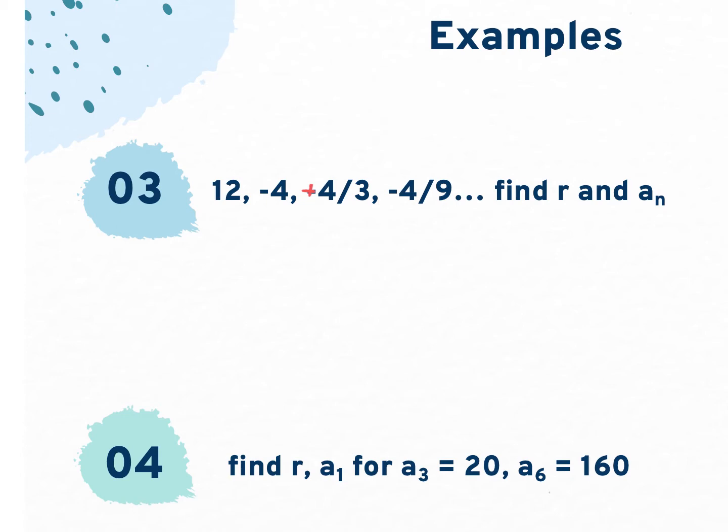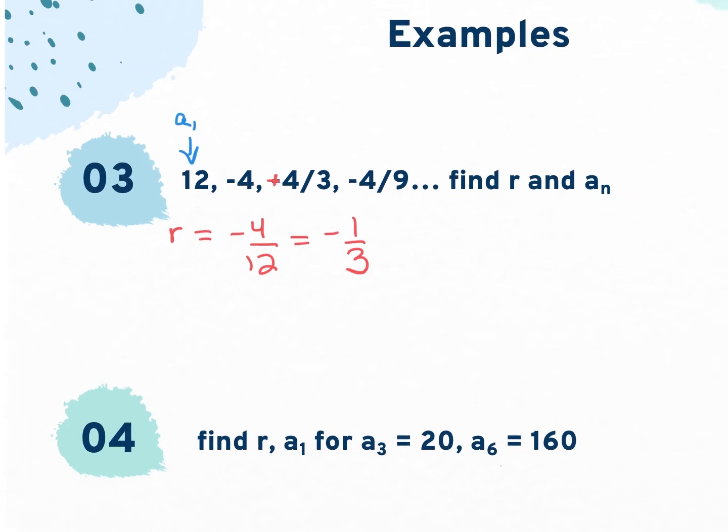So again, let's find the common ratio by dividing. So I'm going to divide -4 by 12, and I'm going to reduce that to -1/3. That is my common ratio. The formula that I'm going to fill in uses the first term and the common ratio. So for my formula, I need the first term, which is going to be 12.